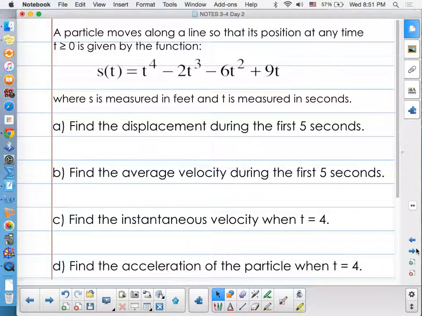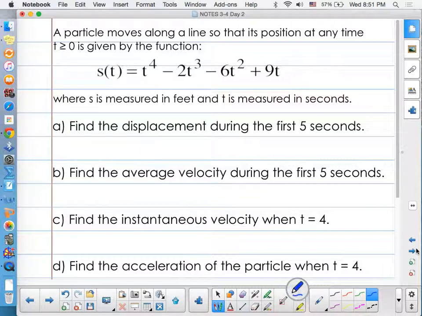All right, the next part does a position time function. The last one we saw velocity, that was the derivative of a position time function. So they're talking about a different particle moving along a line, at a position for any time t greater than 0, and it's given by this function. Times have to be greater than 0, so we're not going back in time. They're letting us know the units: the position is measured in feet, and the time is measured in seconds.